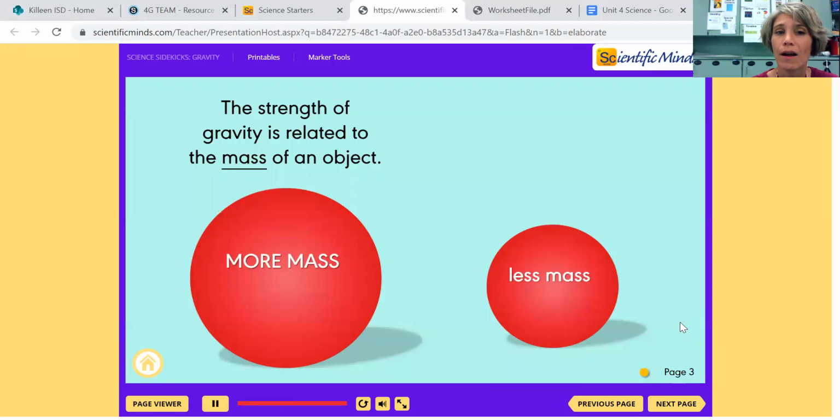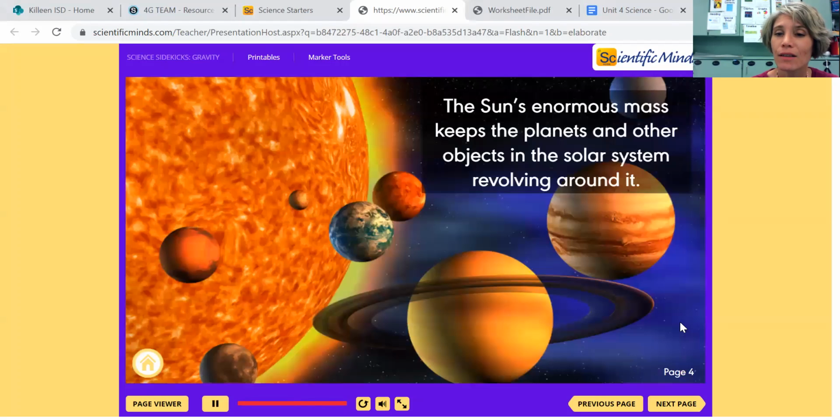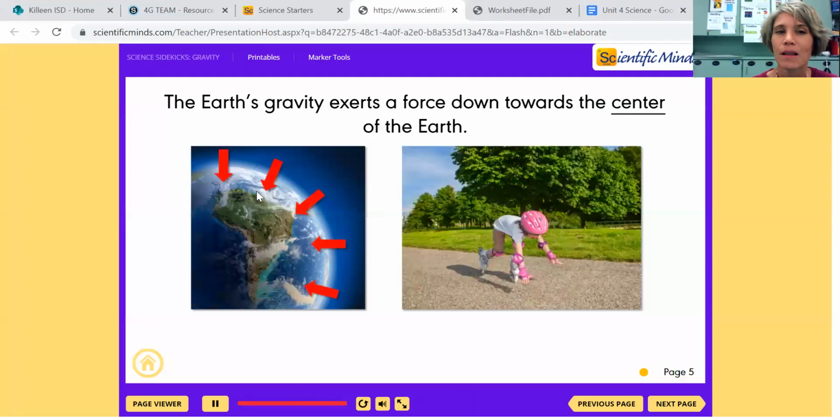The strength of gravity is related to the mass of an object. More mass means more gravity. Less mass means less gravity. The sun's enormous mass, because it's very big, so therefore it has a lot of gravity, keeps all the planets and other objects in the solar system revolving around it.